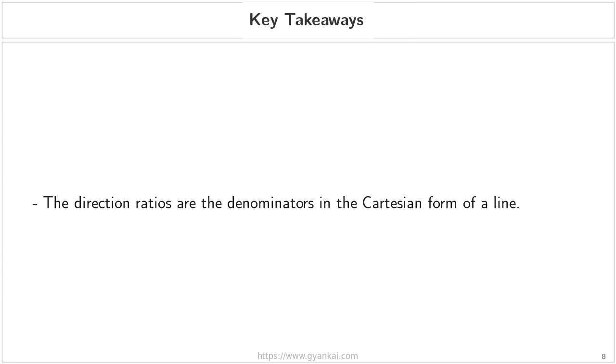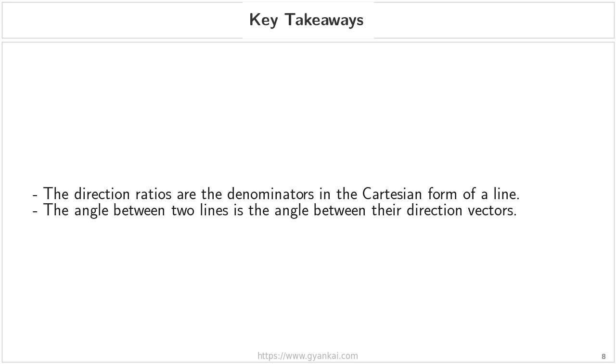First, always remember that, when you are looking at the Cartesian form of a line, the direction ratios are simply the denominators in those ratios. As we discussed in slide 3, these are the numbers that tell us how the line is oriented in space. Second, it is crucial to understand that finding the angle between two lines is essentially the same as finding the angle between their direction vectors. We aren't worried about where the lines are located in the coordinate system, but rather the direction they are pointing.